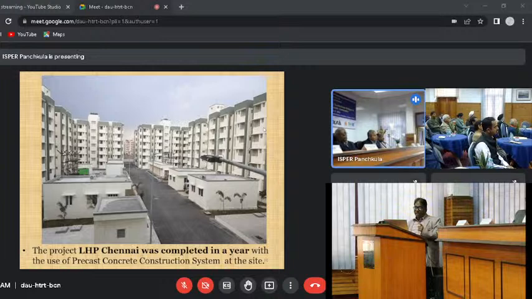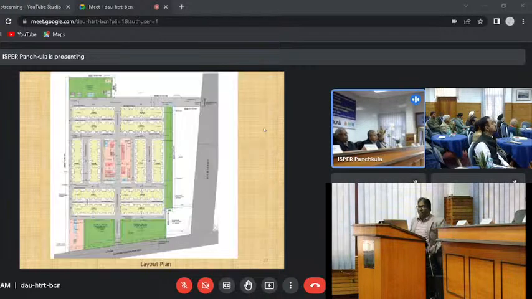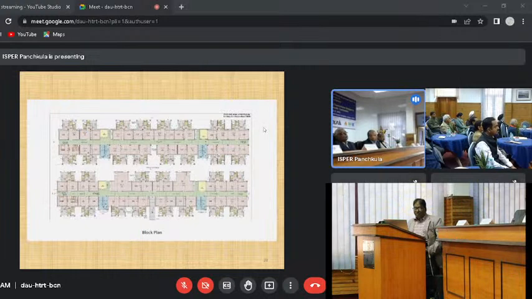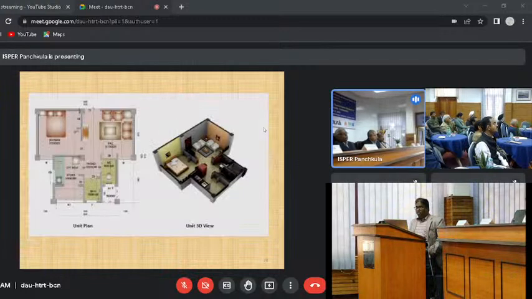That should be familiar to us as planning professionals and design professionals. These are the layout plans for the architecture students. These are the block plans we can see. This is the unit plan and 3D view.